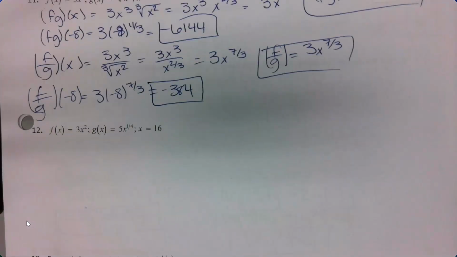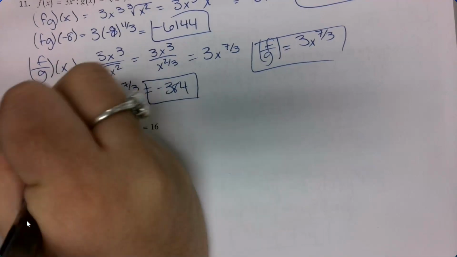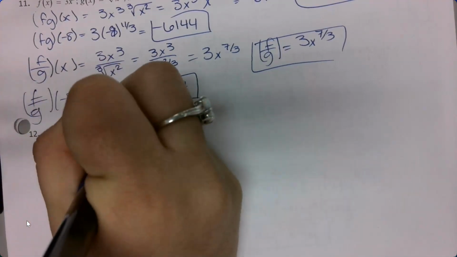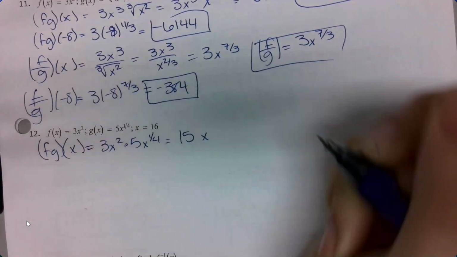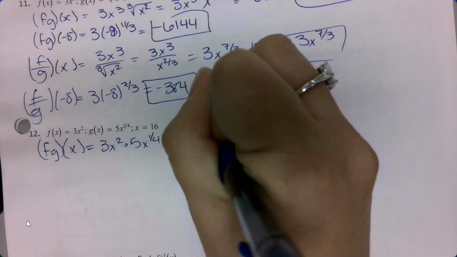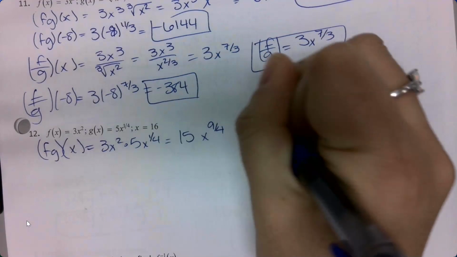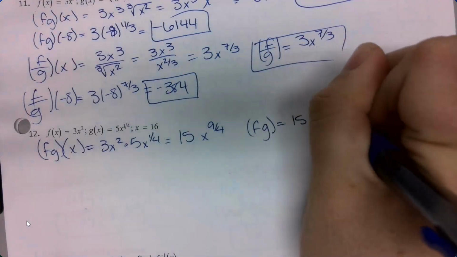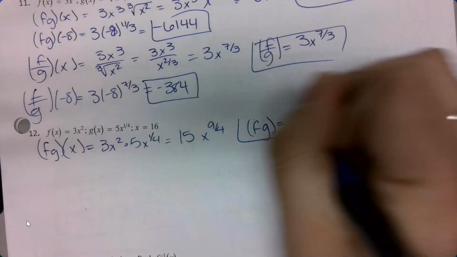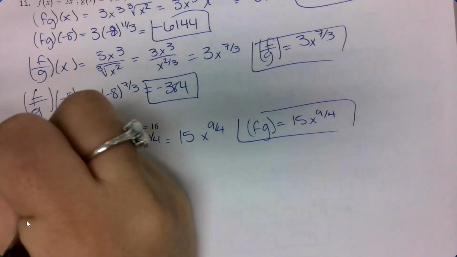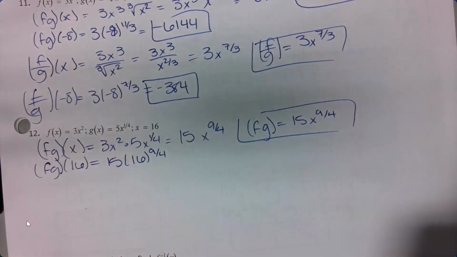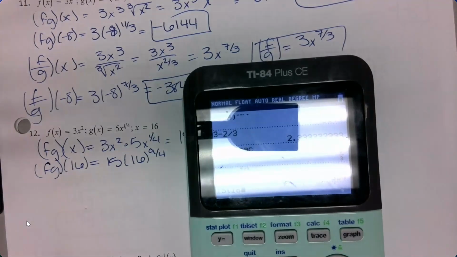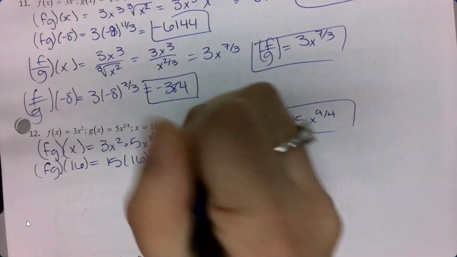Same thing for number 12. I want to multiply my two functions. So I'm going to have 3x squared times 5x to the 1/4. 3 times 5 gets me 15. 2 added to 1/4 gets me 9/4. So my function is 15x to the 9/4. I'm going to plug in 16. So 15 times 16 to the 9/4 is 7,680.